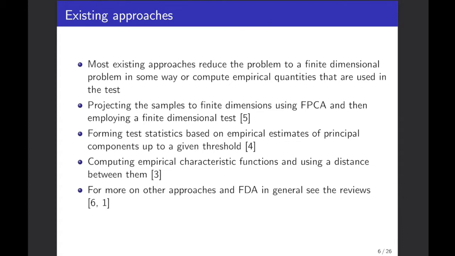And this final one represents characteristic function-based approaches where you make empirical estimates of the characteristic functions and then compute distances between them. The kernel approach that we'll be using does not have to do this finite dimensional projection, and it doesn't have to compute empirical versions of functional principal components. And this is the main reason that, in our numerical simulations, it results in higher power, because it doesn't have this extra added layer of estimation before you do the test.